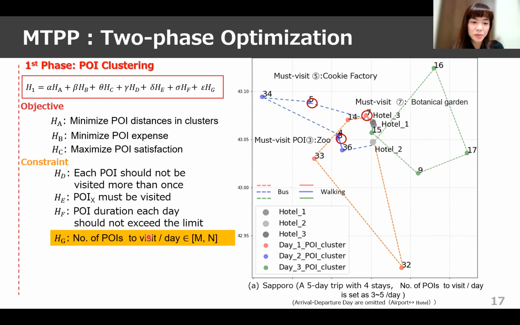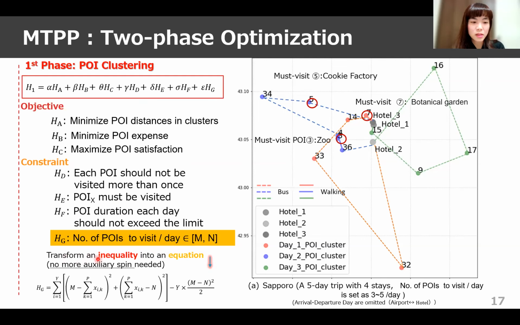Actually, flexible means the word inequality, right? However, as most quantum machines or quantum-inspired machines only allow equations as input, what we are going to do is transform this kind of inequality constraint into an equation like this one. By doing so, no more auxiliary spins are needed, and we can smoothly transform the model onto the Ising machine.